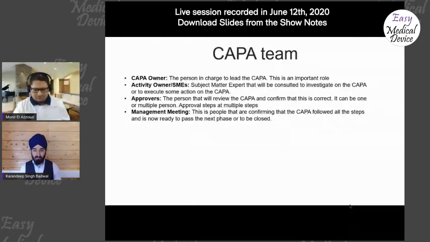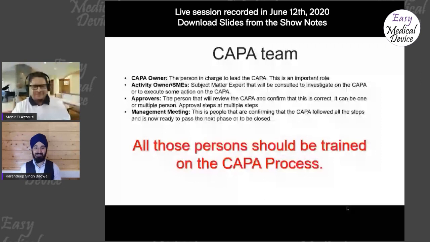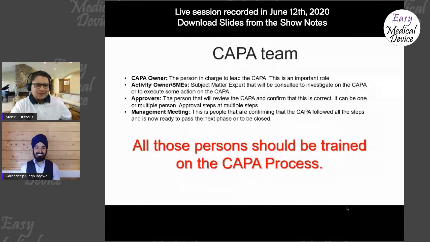The most important thing is that all these people need to be trained on the CAPA process. You cannot just pick one person from the company and say, yep, we're going to start doing CAPAs. They don't have to be experts in CAPAs, but they all need appropriate training. Yeah, I had some experience with management that said, oh, let's give this CAPA to this person, but the person was not trained at all for CAPA. So the person was trying to do their best, but at the end, they didn't really understand what was expected from them on this.